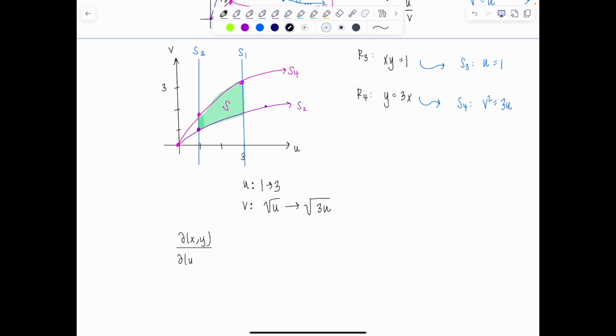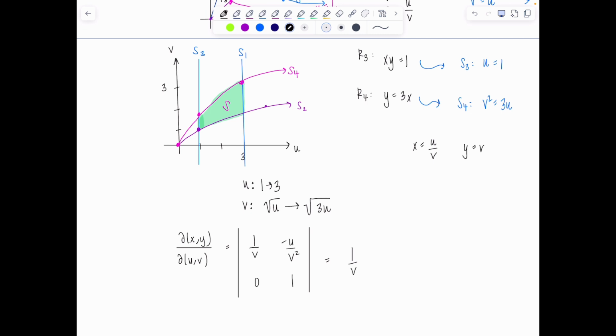Del u v. Do you remember the transformation? Probably not. Let me write it down. X equals u over v and y equals v. So del x del u is 1 over v, very good. Del x del v is negative u over v squared. Del y del u is 0. Del y del v is 1. Okay, so this determinant is 1 over v.